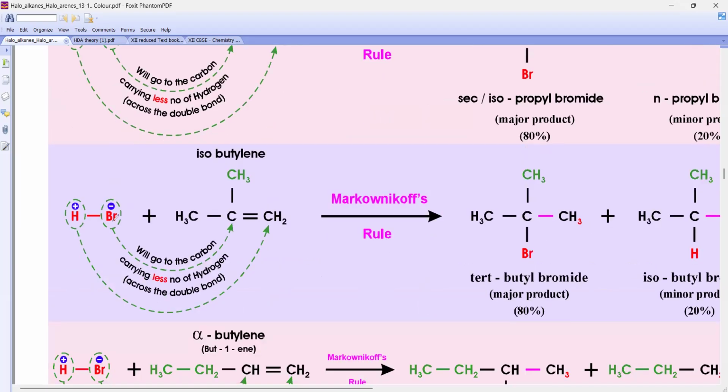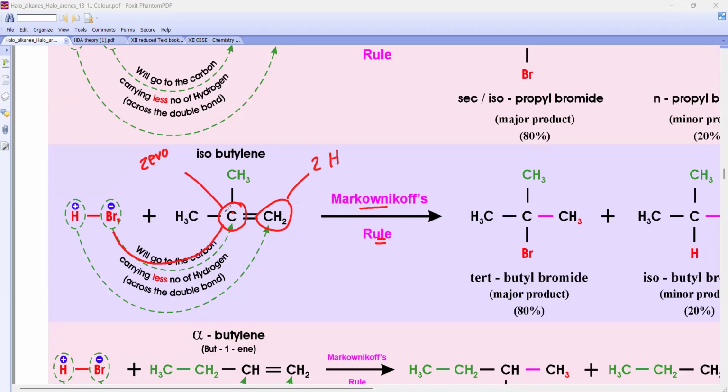This is HBr. Is this symmetrical or unsymmetrical? First tell me. Unsymmetrical. Now look, this is the double bond. How many hydrogens does this carbon have? And this one? Zero. No hydrogen, because this is attached to carbon. So what will Markovnikov say now? Where should my negative part go? To the carbon carrying less hydrogen. So it will go here.